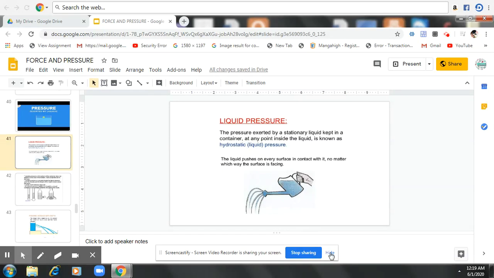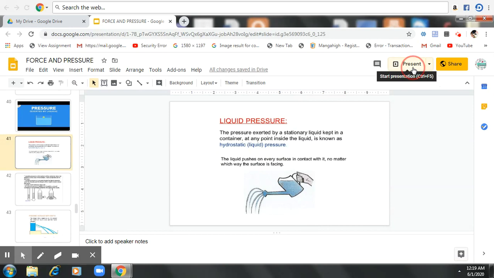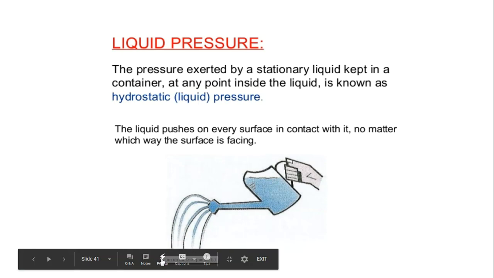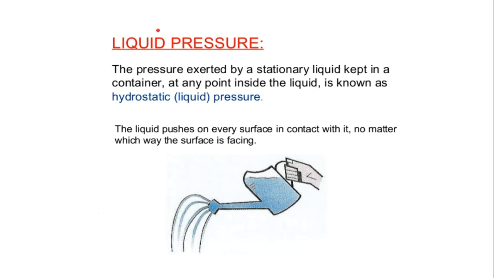Dear students, let us understand liquid pressure and discuss the properties of liquid pressure. Let us first understand what is liquid pressure. The pressure exerted by a stationary liquid kept in a container at any point inside the liquid is known as hydrostatic or liquid pressure. The liquid pushes on every surface in contact with it, no matter which way the surface is facing.